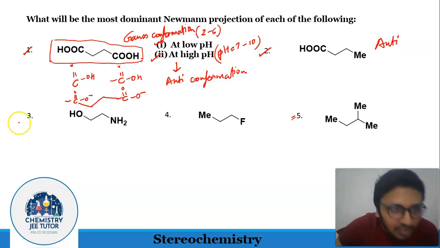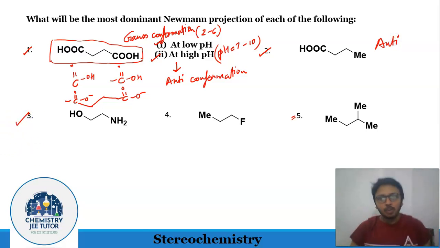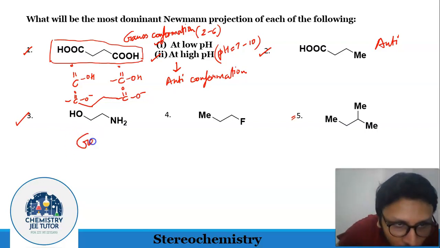Let's do the third one. This is very easy. We have an OH and an NH2 group, and both these groups can exhibit hydrogen bonding. OH and NH2 are highly electronegative, and they have hydrogen present in them. They can exhibit hydrogen bonding. So this exists in the gauche conformation.